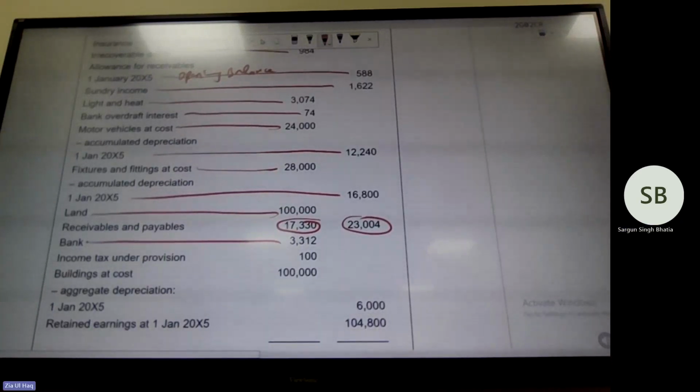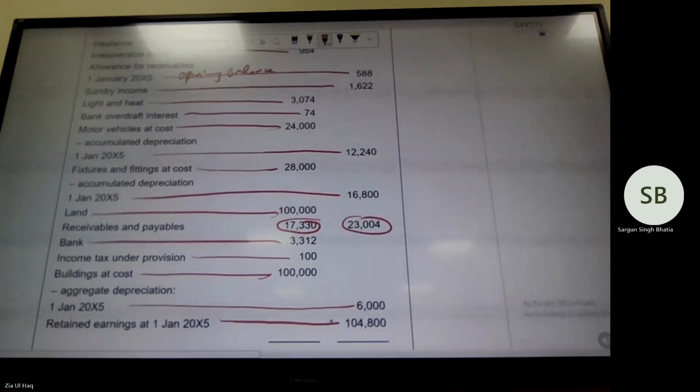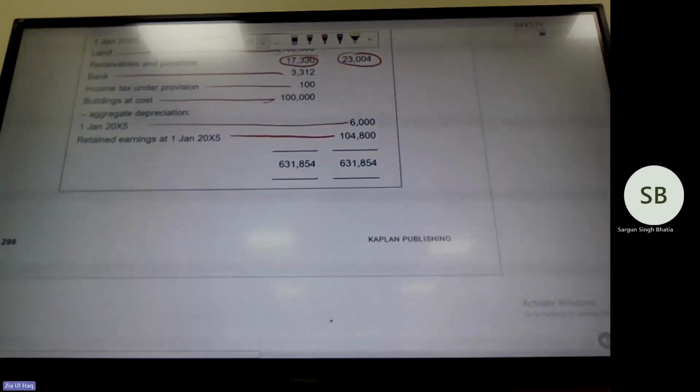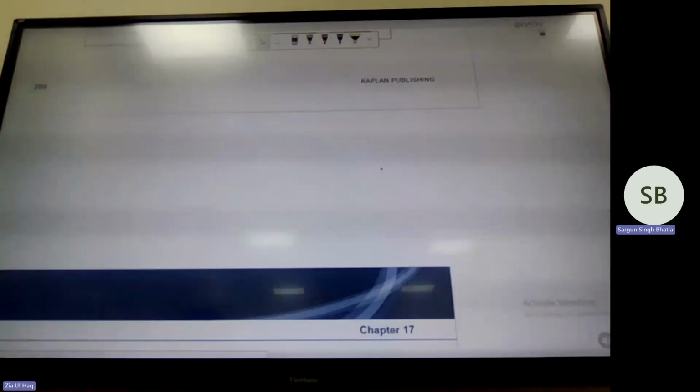Income tax under provision. That we need to add with the current year provision figure. So it is relating to the previous year, under provision. Building at cost, asset, 100,000, and its accumulated depreciation, and retained earnings opening balance. And the trial balance figures tally. And there are some adjustments.